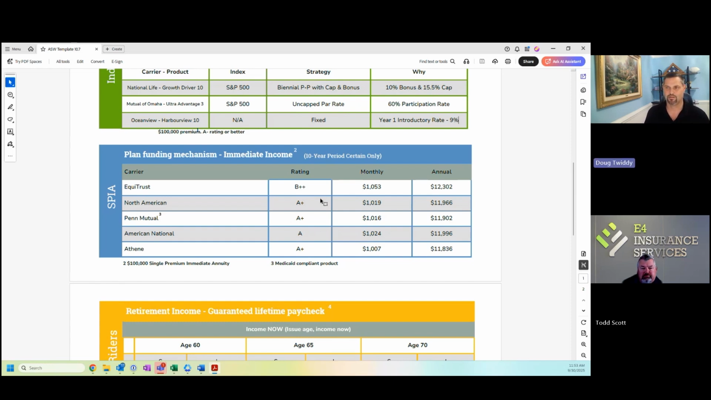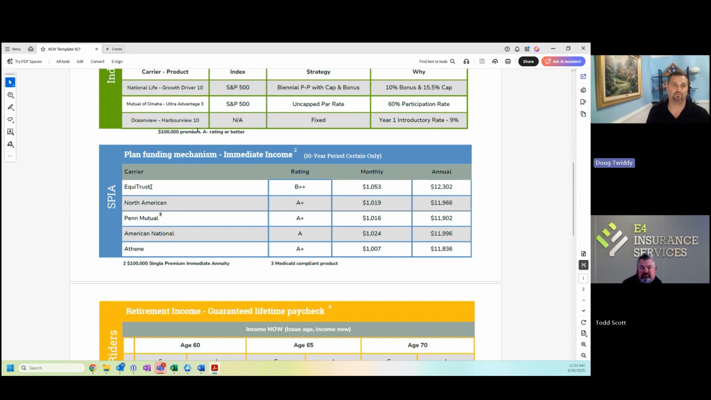But here we are strictly looking at a 10-year period certain. So if we threw in $100,000, how much money could we get per month or per year for the next 10 years? Income basically on day one. So we're showing 5 carriers, monthly income, annual income. And we do Medicaid compliant SPIAs, and that's where the 3 superscript comes in. We have a couple of different carriers that can do it. Penn Mutual is the only one in the top 5 for this case that will do a Medicaid compliant SPIA.